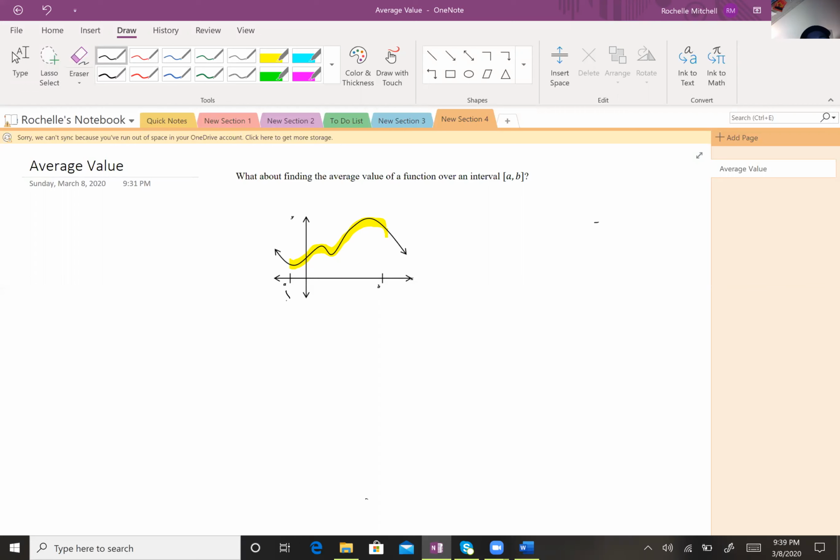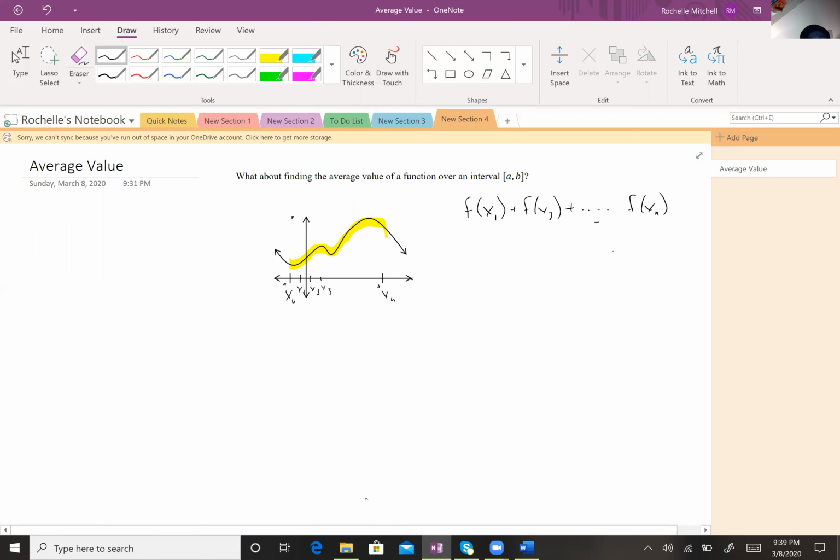So we need to split this up again: x sub 0, x sub 1, x sub 2, x sub 3, all the way down to x sub n, like we do everything. So we're going to be adding up all the y values at those subintervals. So I'm going to have f of x1 plus f of x2 plus and so on, all the way down to f of x sub n.